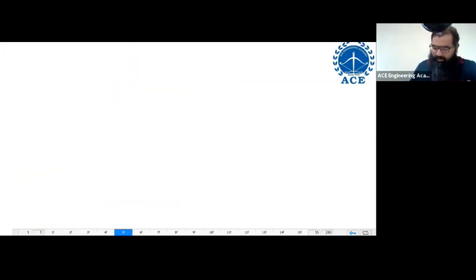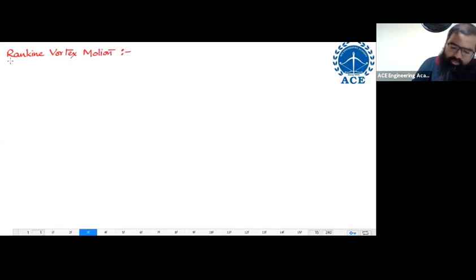There is one more type of vortex motion. That vortex motion is going to have a combination of free vortex and forced vortex. That kind of vortex motion is called as Rankine vortex motion. So there is something called as Rankine vortex motion.